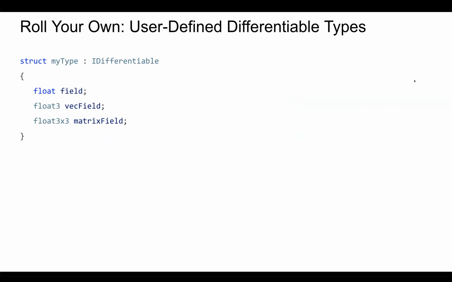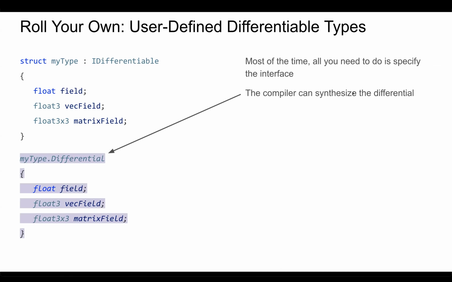So whether or not you're working with autodiff, you're probably defining your own custom types. Thankfully, making a user-defined type differentiable in Slang is straightforward. Most of the work is handled automatically. All you have to do is specify that your struct or class implements the iDifferentiable interface. Now, Slang's compiler will take care of the rest by synthesizing the necessary associated differential type for you. It'll create a new type that mirrors the original structure, with each field holding the derivative of the corresponding primal field for all differentiable fields.